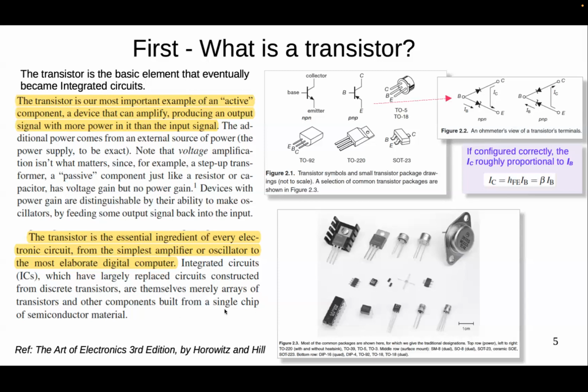So a transistor is the essential ingredient of electronic circuits, from the simplest amplifiers and oscillators to more elaborate circuits. Basically, it's the smallest component of integrated circuits. Every electronic device we know now is made of transistors, of different kinds.